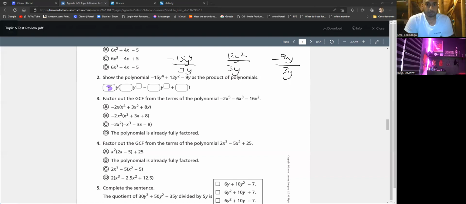What's negative 15 divided by 3? Negative 5. So write your negative 5. Is this negative 5 right here? It's a positive 5. Why is it positive? Because it's negative 15. Don't a negative and a positive make a positive? Wait, hold on. It's negative 5, sorry. Yeah, so write your negative 5 in the next box.